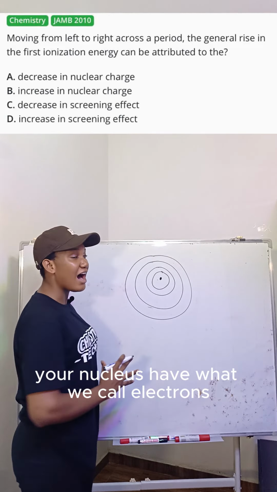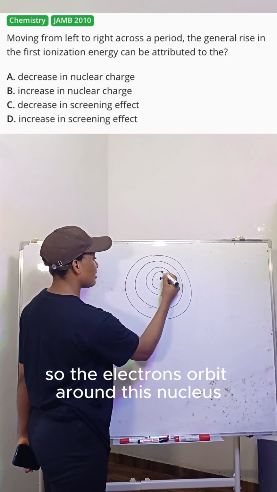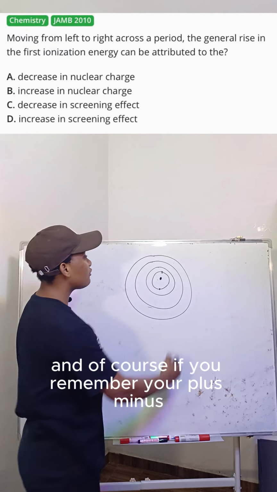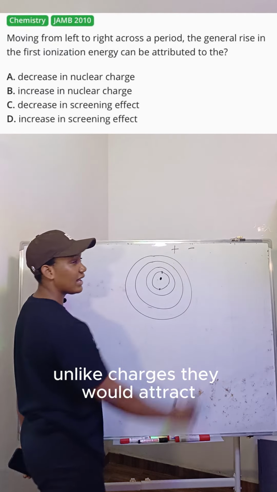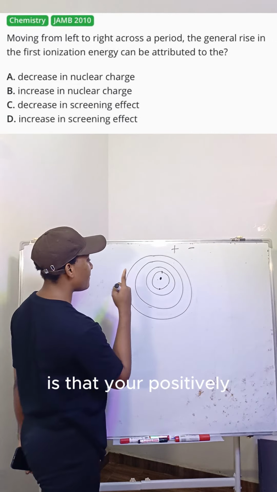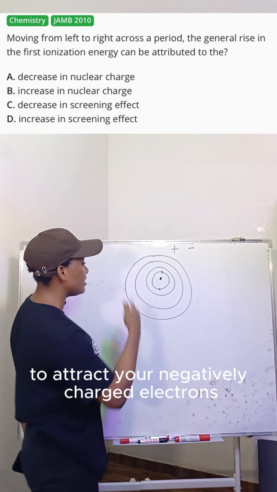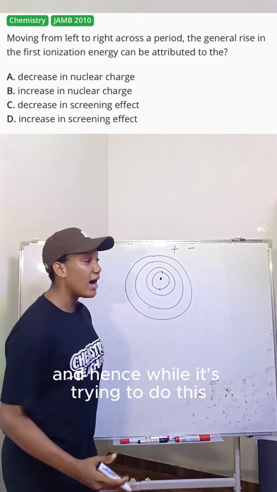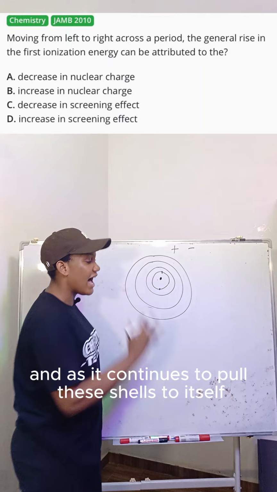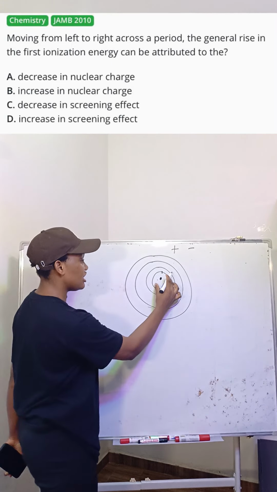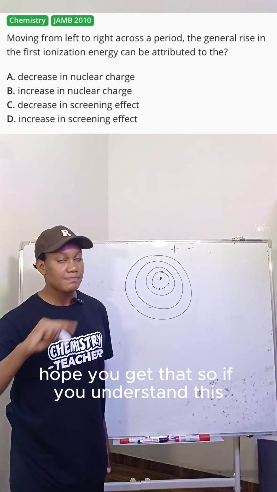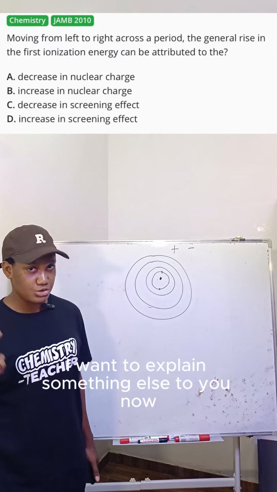Now, around your nucleus you have what we call electrons, orbiting around the nucleus. These electrons are negatively charged. And of course, if you remember your plus and minus, unlike charges attract. So what is happening in your atomic model is that your positively charged nucleus is always trying to attract your negatively charged electrons. While it's trying to do this, it is pulling these shells to itself, and as it continues to pull, the shells keep shrinking in size because they're trying to get closer to the nucleus. Hope you get that. If you understand this, I want to explain something else to you.